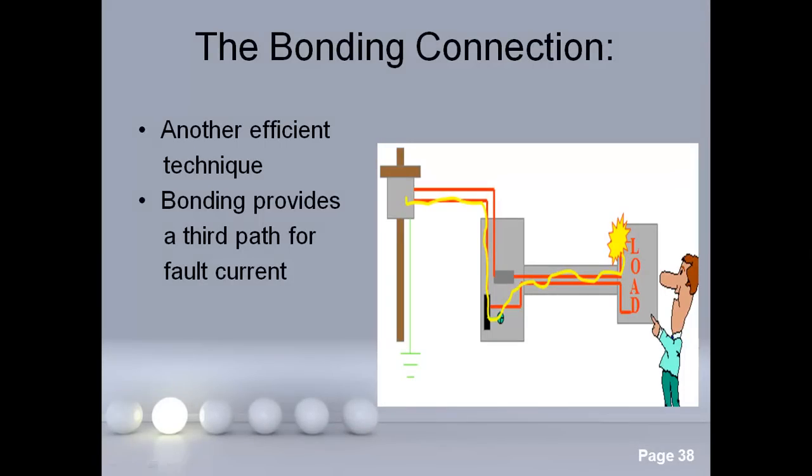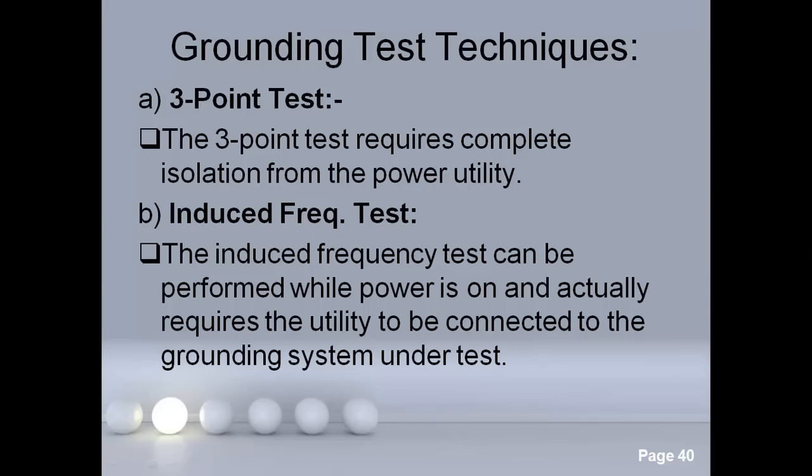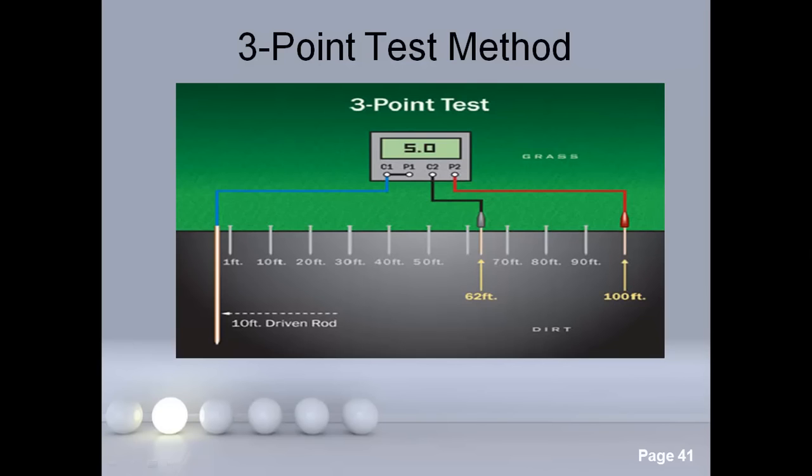Nowadays a very efficient technique is being used which is called bonding. In bonding connection, bonding provides a third path for fault currents. There are two types of grounding testing. One is 3-point test and second one is induced frequency test, but we are not going to talk about both the tests here.